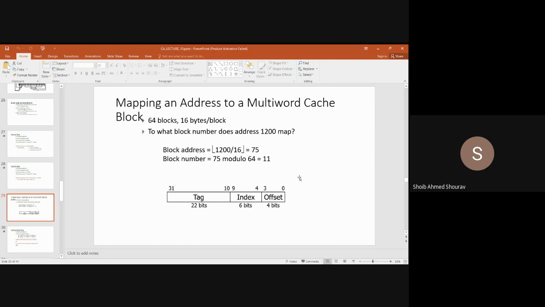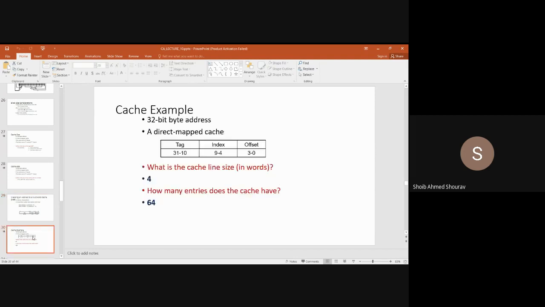And offset is m plus 2. M is defined by 4 words per block, 2 to the power m. 2 to the power 2 is equal to 4, so m is equal to 2. So offset is m plus 2, which is 4. And we have seen the tag bits should be the total bits minus the selection bits. Selection bits are index plus offset. Then, given this memory field, we can find out how many words per block there are and how many cache entries, like how many cache blocks there are. We can find these things as well.